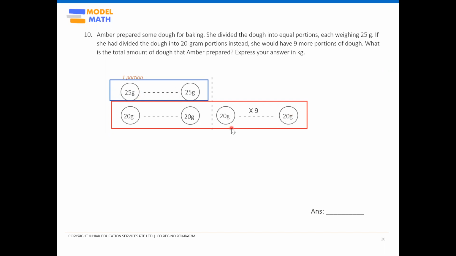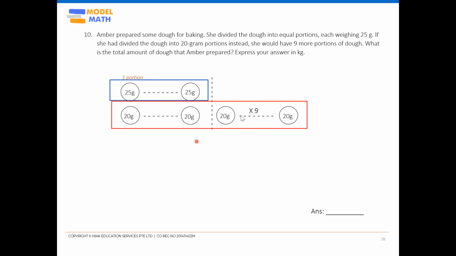Now, in order for them to be the same, it also means that whatever difference I see on the right-hand side will be equal to the difference on the left-hand side. You can think of it this way. Every 25-gram portion, I pinch out a little dough to make it into a 20-gram portion. And the mass that I pinched out altogether will contribute to this additional 9 portions. I hope that helps you visualize better when I say that the difference on this side will be the same as the difference on the left-hand side.